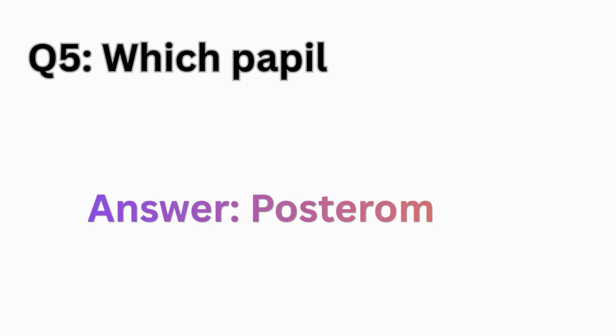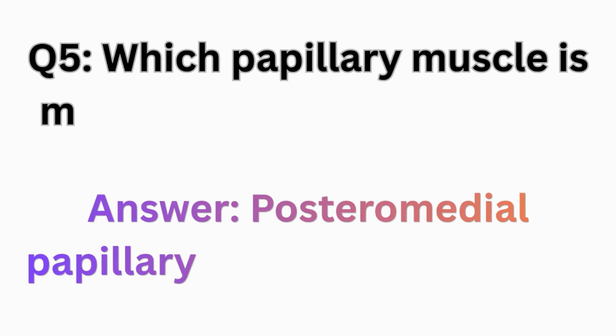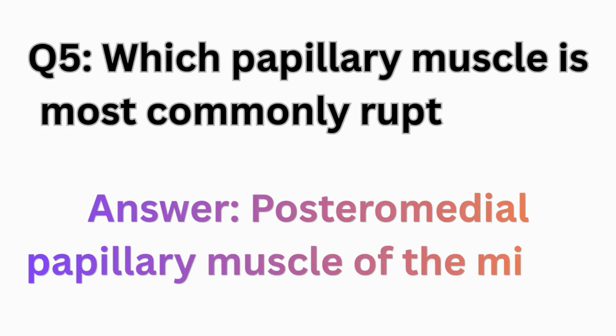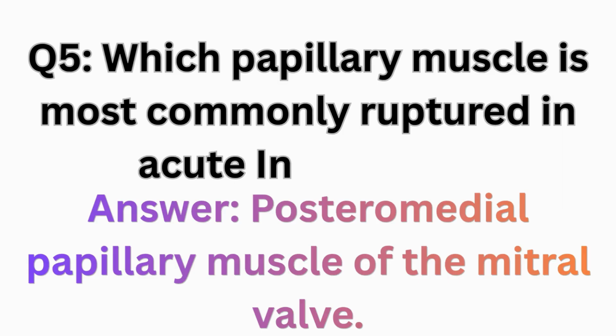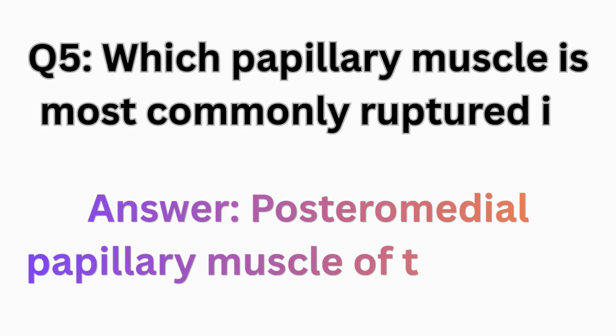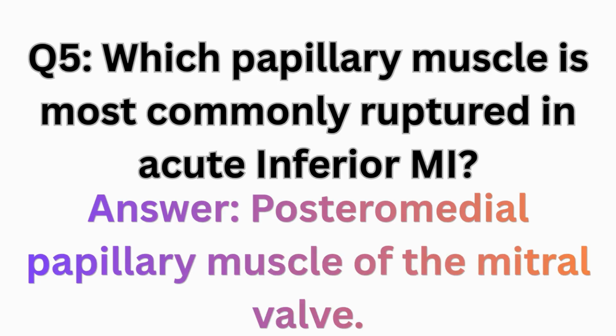So question 5. Let's go back. The question was, which papillary muscle is most commonly ruptured in acute inferior myocardial infarction? The correct answer is the posterior medial papillary muscle of the mitral valve. Please check your answer and confirm that indeed it was the posterior medial papillary muscle.